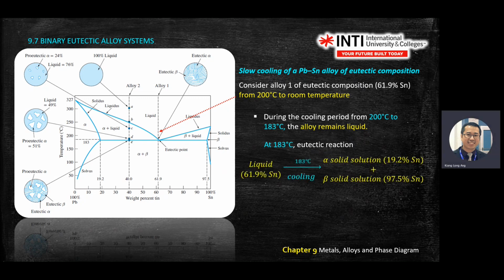Again, when it comes to assessment, we expect you to write this equation. We expect you to write the eutectic reaction from the graph. So liquid on the left, then with cooling, you get alpha and beta, or whatever solution you have. Sometimes you get gamma. Sometimes you get other symbols on the graph.